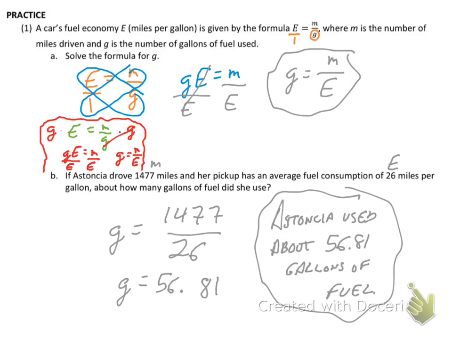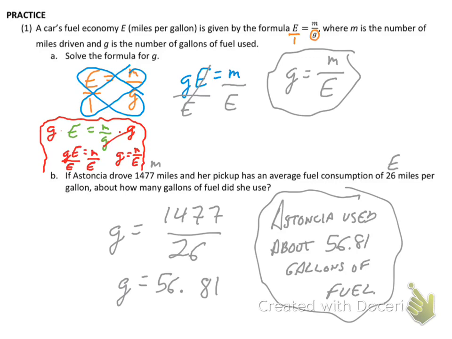So I showed you two different ways here. In the orange and the blue, since it's a ratio equal to a ratio, it's a proportion, you could cross multiply and then solve. Or you could just multiply both sides by G and then divide by E. Both are technically doing the same thing. Both are valid ways to get the G by itself.